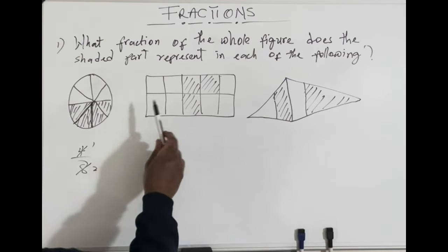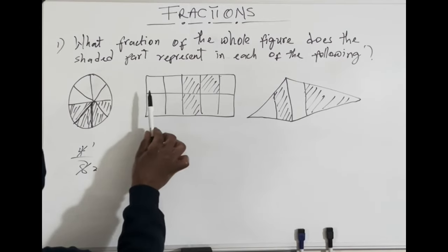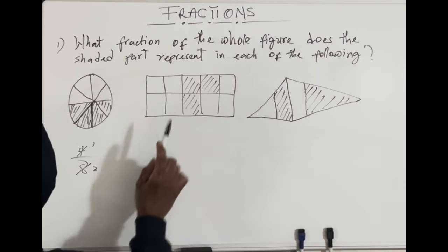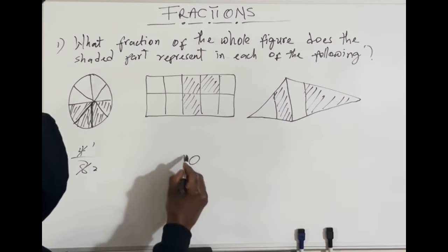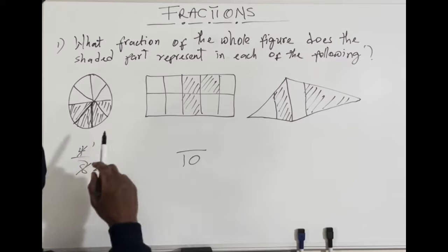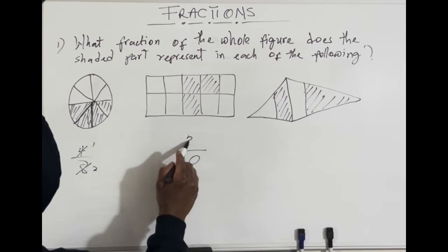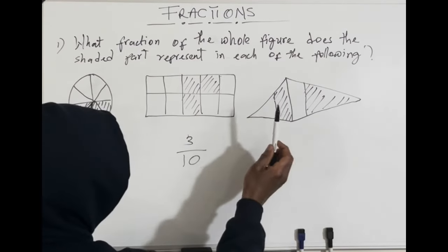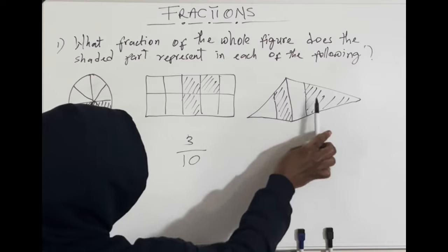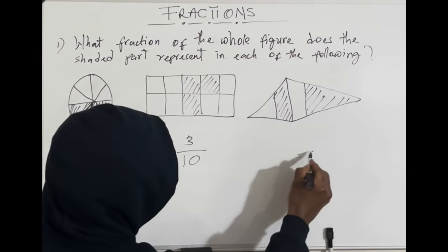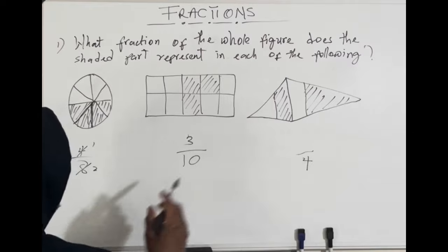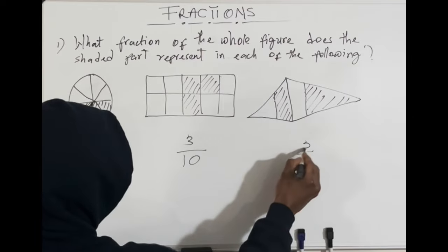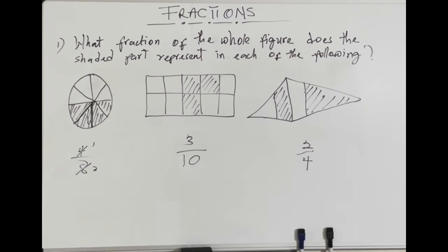Okay, so let's move to the next one. We need to count the whole boxes. So 1, 2, 3, 4, 5, 6, 7, 8, 9, 10. So the denominator is 10 over what? The regions that are shaded. 1, 2, 3. 3/10. The same thing applies to this. 1, 2, 3, 4. So over 4. How many regions are shaded? Just 1, 2. So these will be your answers.